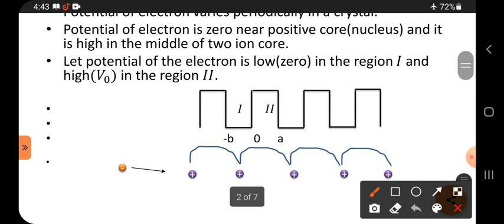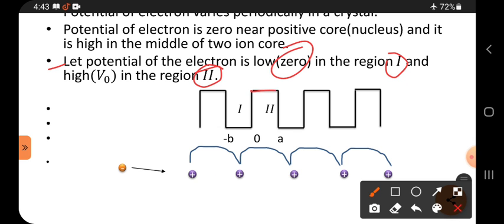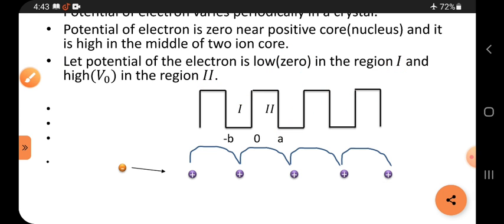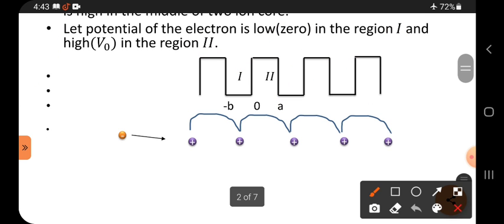Now I divided it into two regions. One is a higher region, the other is a lower region, so high potential and low potential. Let the potential of the electron be low, that is zero, in region 1, and high in region 2. So it is a first, second, like this. Its boundaries are: the first region is from 0 to minus b, and the second region is from 0 to a.